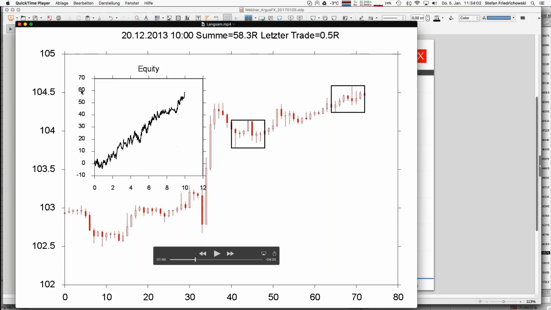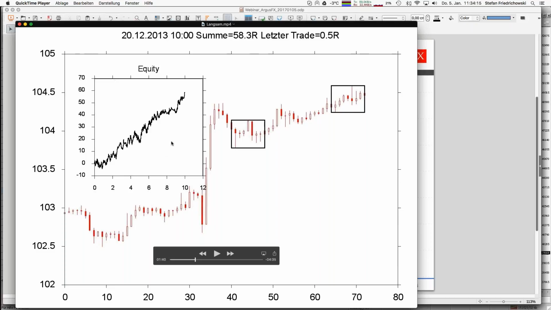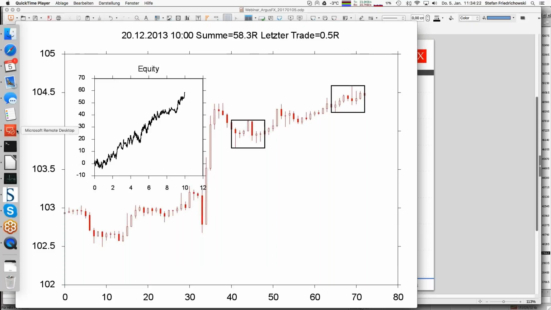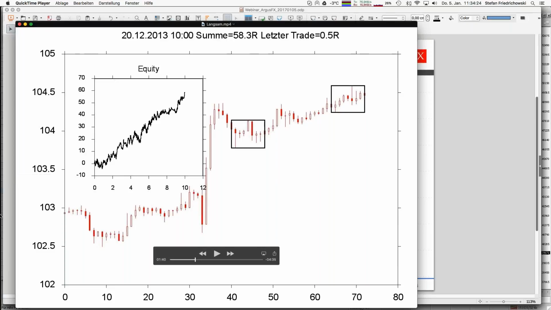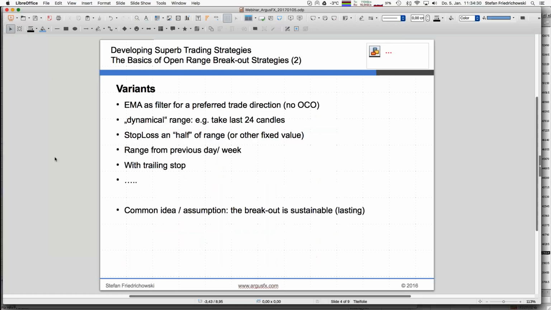And by the way, within the inlet of this chart, you see one result for US dollar, Japanese yen. That is the equity line for about 10 years with a fixed set of parameters. That will bring us to one of the most important next topics. But before doing that, let me explain some potential variants of that kind of strategy.